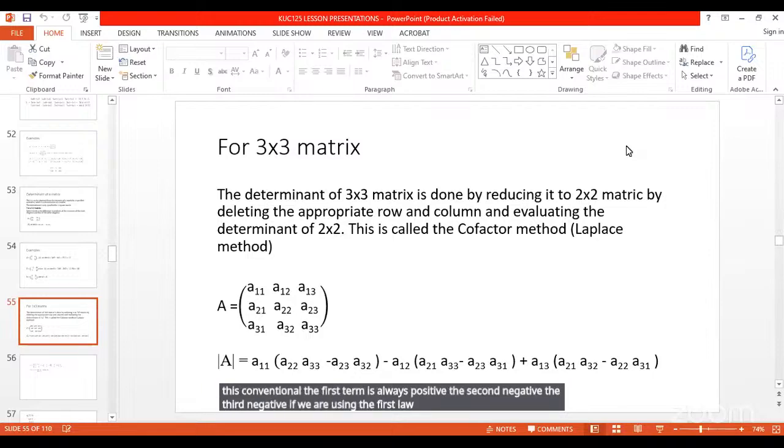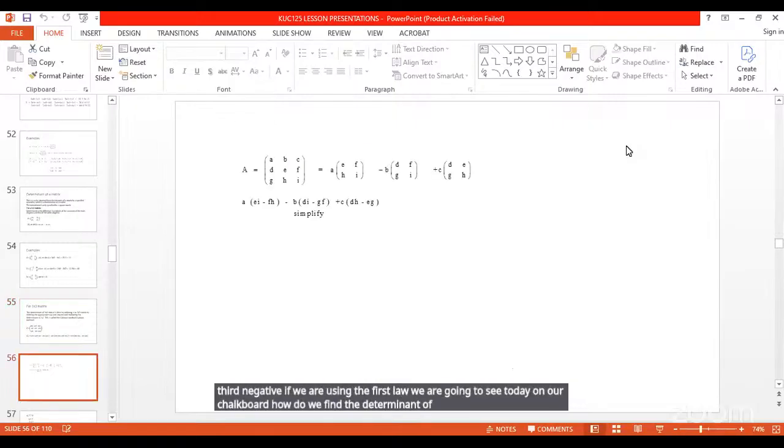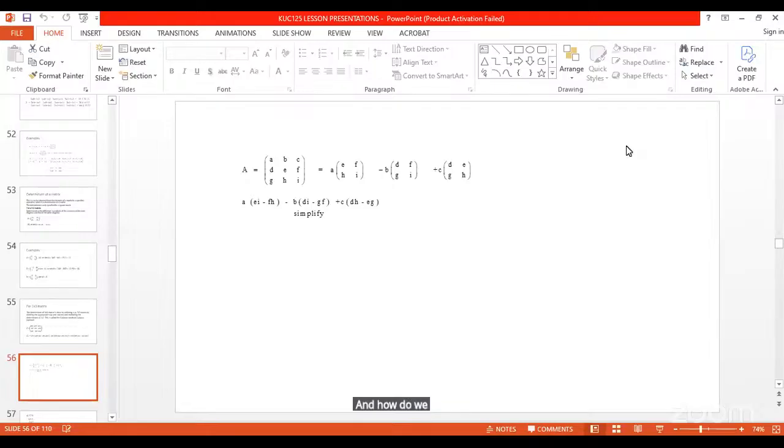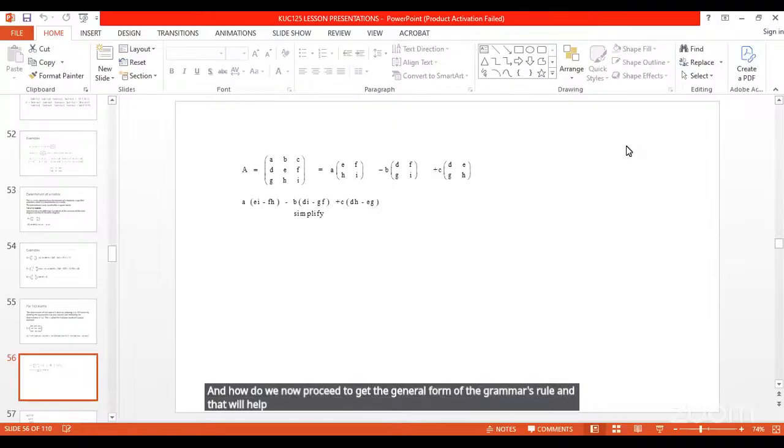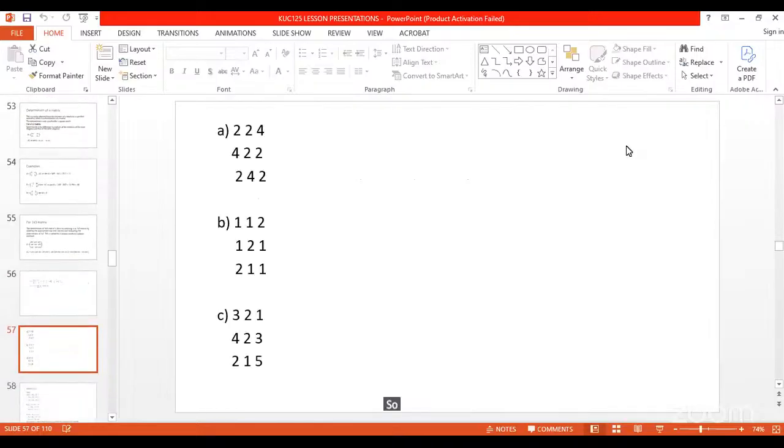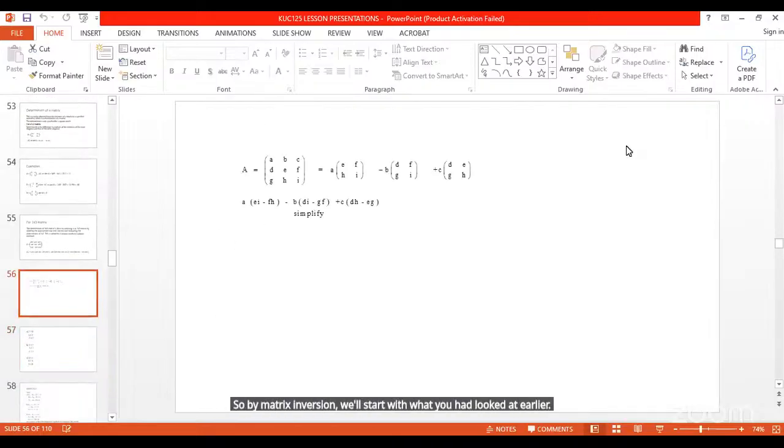We are going to see today on our chalkboard how we find the determinant of a 3x3 matrix, and how we proceed to get the general form of Cramer's rule, which will help us solve systems of linear equations that involve either 2x2 or 3x3. By matrix inversion, we'll start with what you had looked at earlier and then proceed.